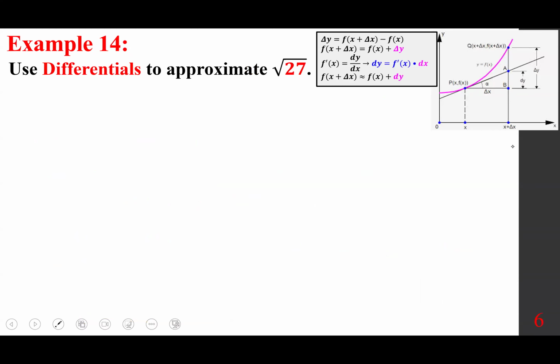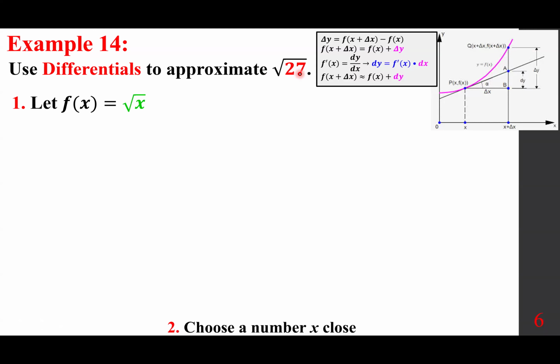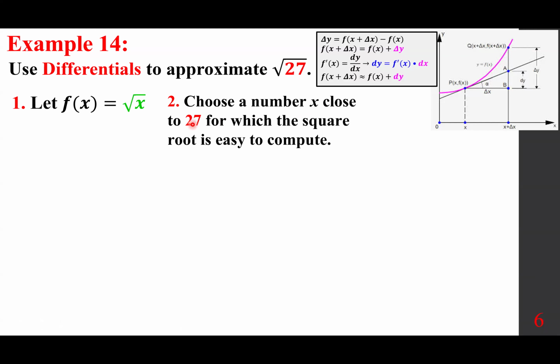Use differentials to approximate the square root of 27. Well, we start with the function. What function? Look at the operation. What are we doing? Square root of a number. So that must be square root of x. Now, let's choose a number x close to 27 for which the square root is easy to compute. Obviously, the answer is 25. That's the closest number, and we know the square root is 5.